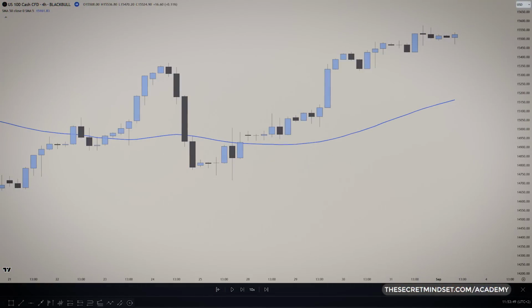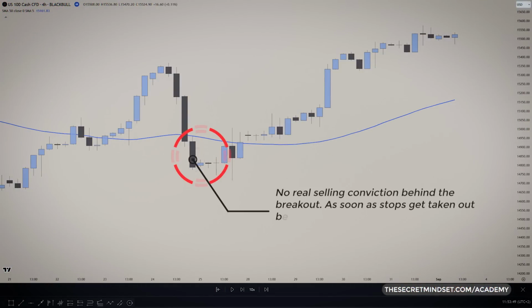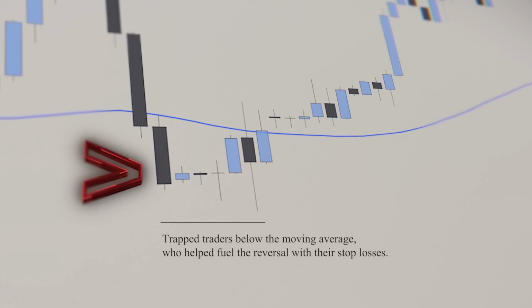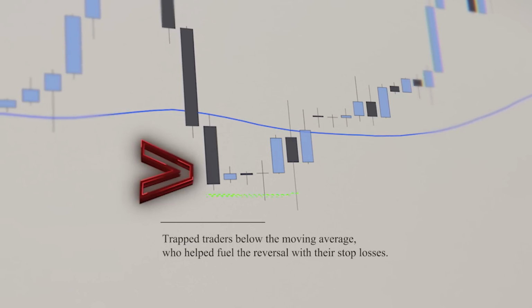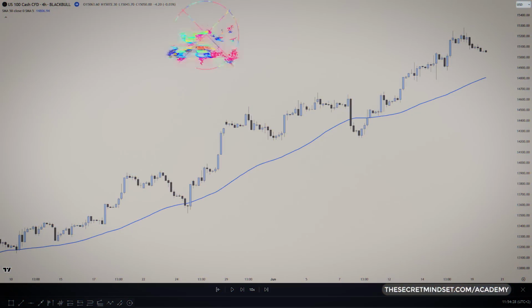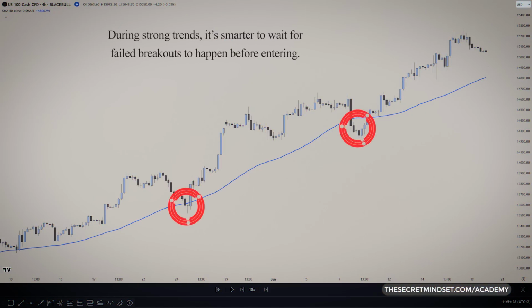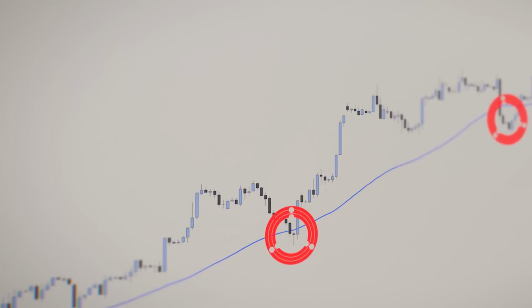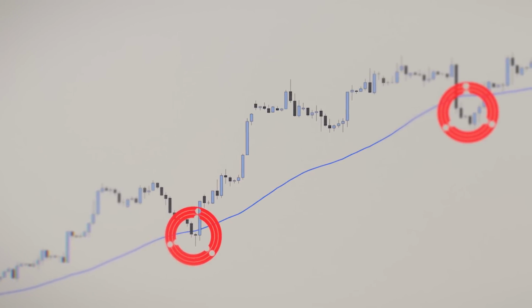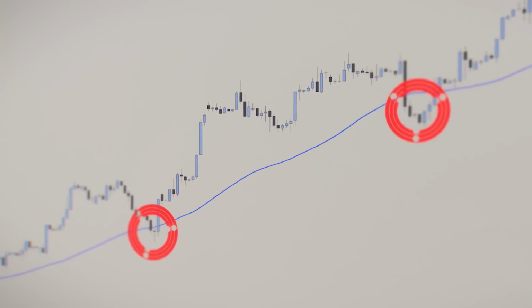And this is exactly why a lot of times moving average breakouts don't have real buying or selling conviction behind them. And as soon as stops get taken out, above or below, prices whip right back the other way. That ends up leaving a bunch of trapped traders who help fuel the reversal with their stop losses. The momentum they provided can really move the market away from the moving average in the opposite direction. During strong trends, it's smarter to wait for these failed breakouts to happen before entering. The risk is way lower versus chasing the initial move, and the potential reward is way higher if price bounces hard after squeezing those stop runs.